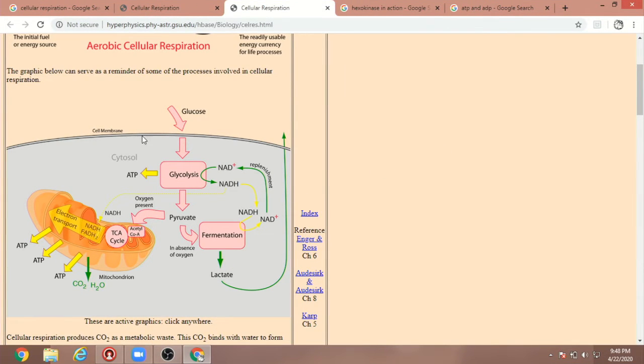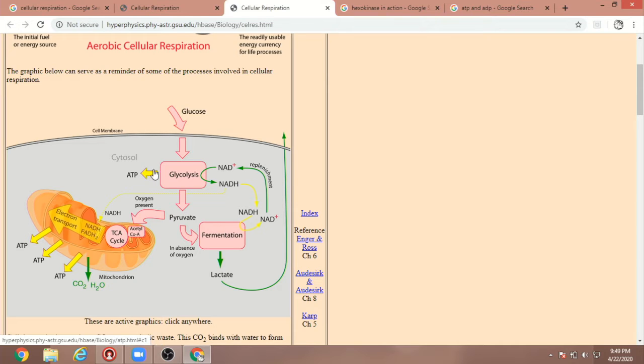This is a cell. Here's a cell membrane. Some glucose coming into the cell, and you guys remember the first part, glycolysis, probably because of that song. Glycolysis, come on sugar for the breakdown. And then the final destination of pyruvate is going to depend on what happens to pyruvate in the end. If there's oxygen, it'll go through this process. If there's no oxygen, then it'll be fermented.